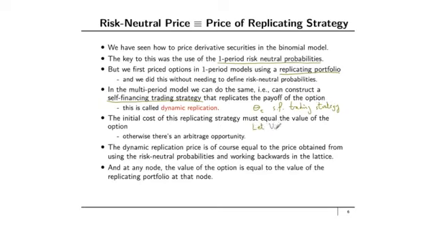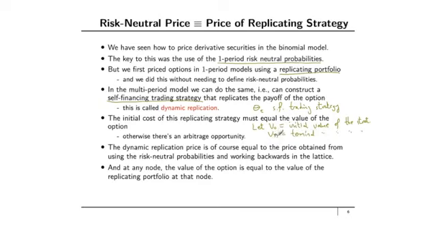Let V0 be the initial value of the strategy. And let V capital T be the terminal value of the strategy, or Vn. We've been using n for number of periods, so we can stick with n.